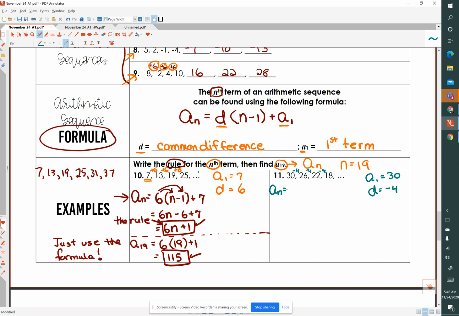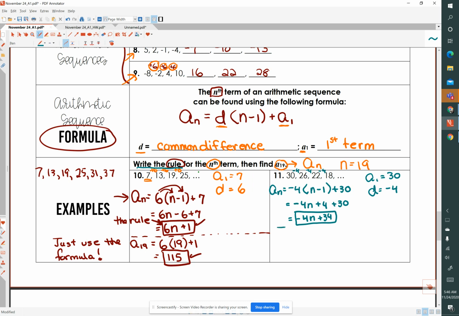A sub n equals, oops, I should have written 4, not 6, equals negative 4, okay, because the common difference can be negative. Negative 4 times the quantity of n minus 1 plus 30. And let's distribute. So we have negative 4 times n, negative 4n. Negative times a negative is a positive, plus 30. And now we combine like terms. So we have negative 4n plus 34. And that's the rule. The first part was write the rule.